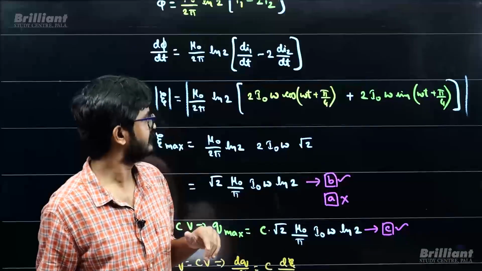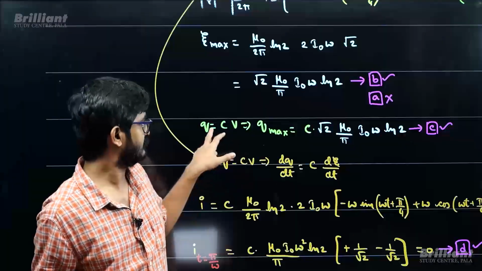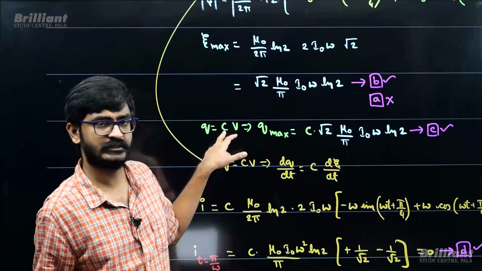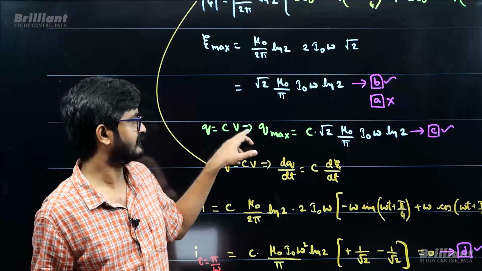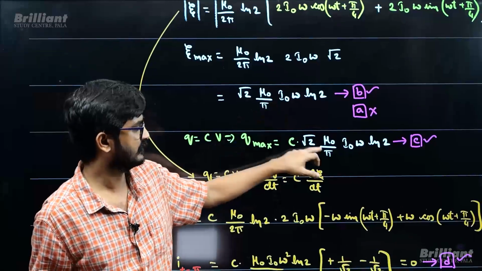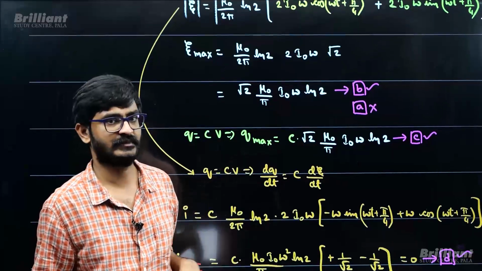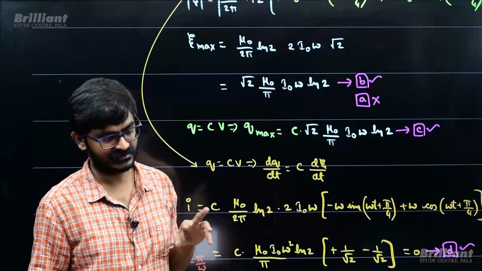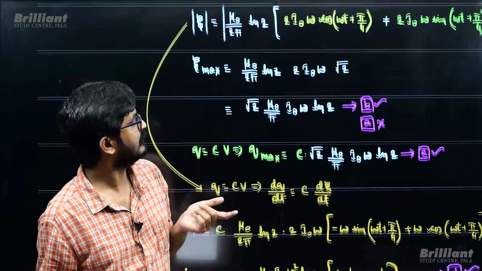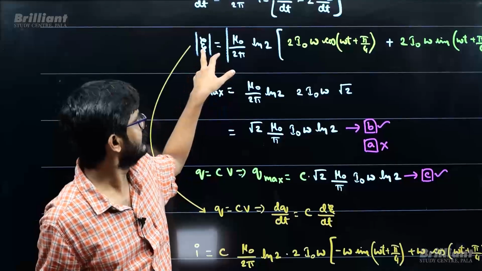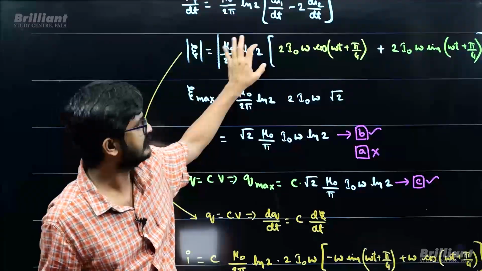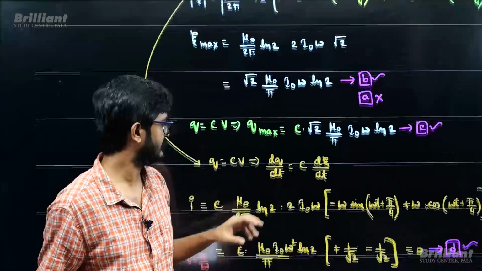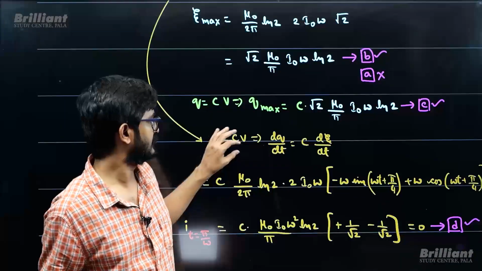Now maximum charge. Maximum charge will be given by Q is CV, but they are asking for the maximum. This maximum is equal to C times this maximum voltage. This maximum we have already found, so you can just substitute it and you will get the maximum charge. Then they are asking for the instantaneous current at some point of time. If I want to find the instantaneous current, I need to find the instantaneous charge. Instantaneous charge is C into V, where this is the instantaneous potential difference. So this is the instantaneous charge.